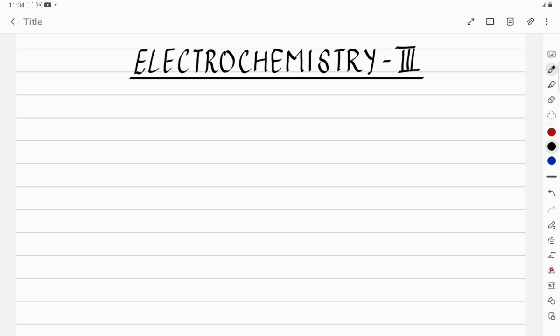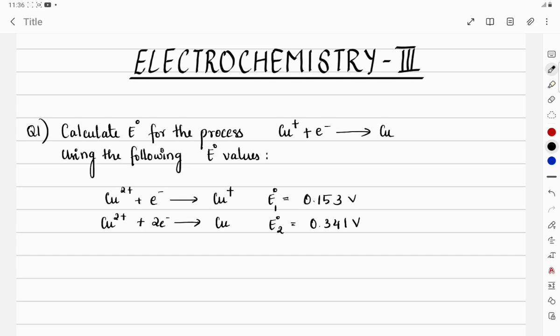So we have already done a few problems regarding the topic. Anyway, let's do one more problem on that, and let's start the class with the problem. So the question is, calculate E0 for the process Cu plus electron giving Cu using the following E0 values.